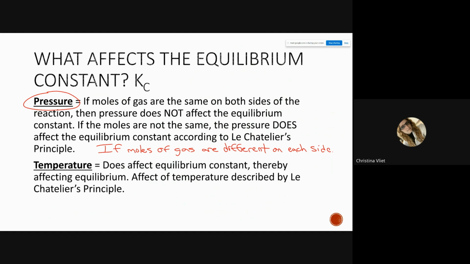And then temperature. It affects the equilibrium constant the same way by Le Chatelier's principle, and this happens whether the reaction is endothermic or exothermic. So temperature will always affect equilibrium, and it does it by affecting the equilibrium constant, the numerical value.